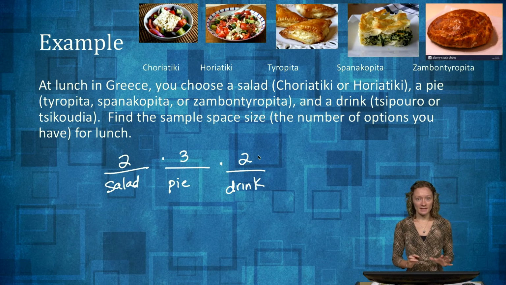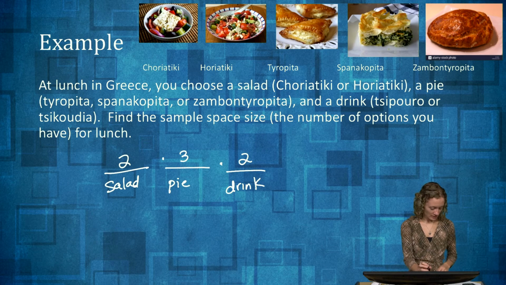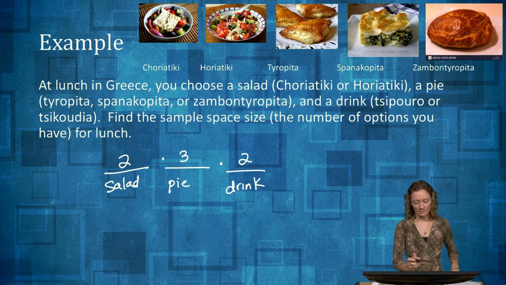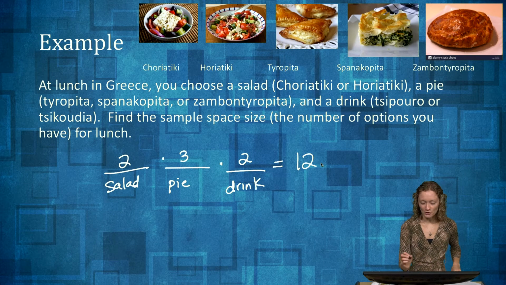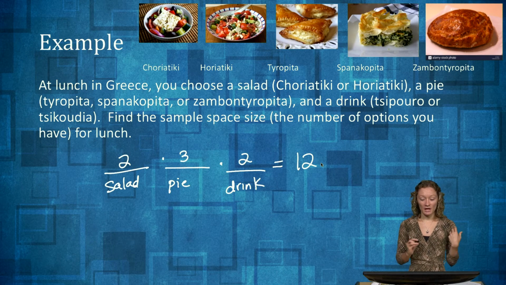So how many ways can our selection be made? 2 times 3, 6 times 2 is 12. There are 12 different ways you can order lunch if you're going to pick a salad, a drink, and a pie, all 3 of those.